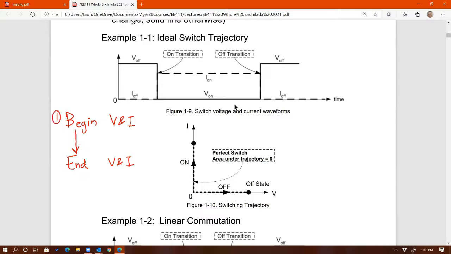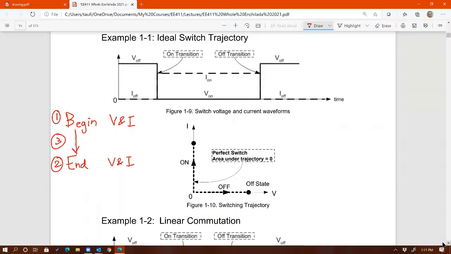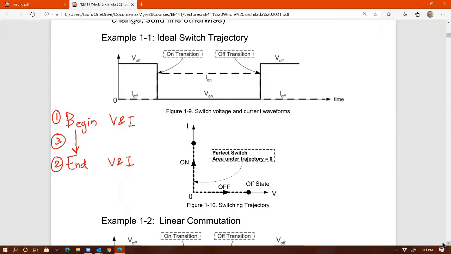So 1, 2, 3, right there. You need to know the starting point of the transition, the end point of the transition, and what happens in between. Any question on that? If not, let's try to draw this switching trajectory. Again, as I said earlier, how do you draw instantaneous change? By using a dash line. So if you see a dash line in the switching trajectory, that means it's an instantaneous transition.